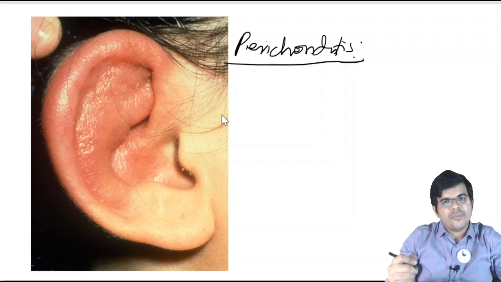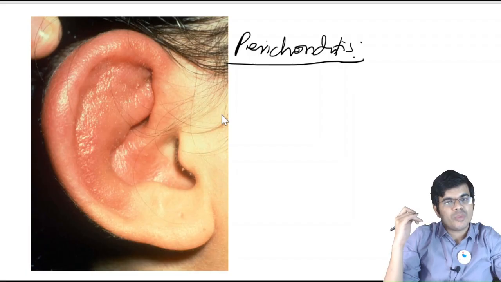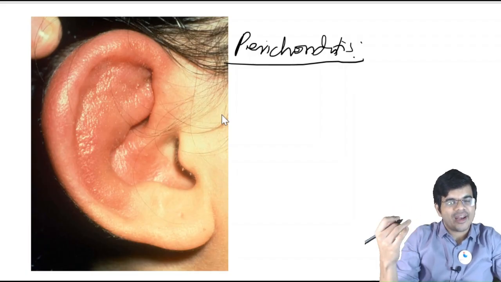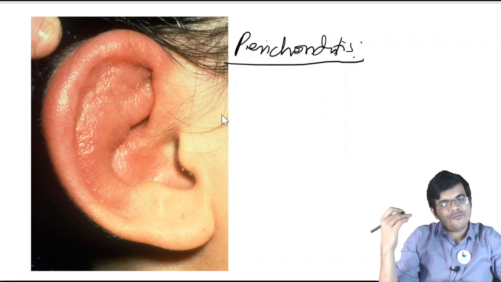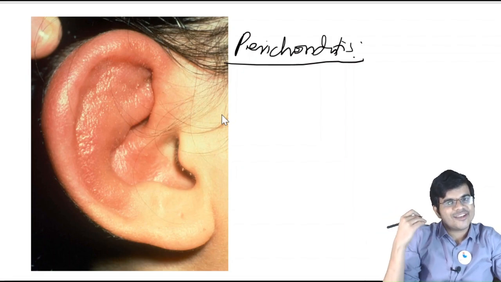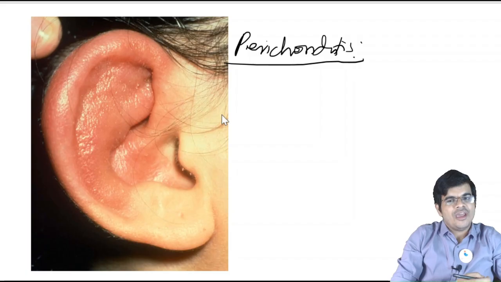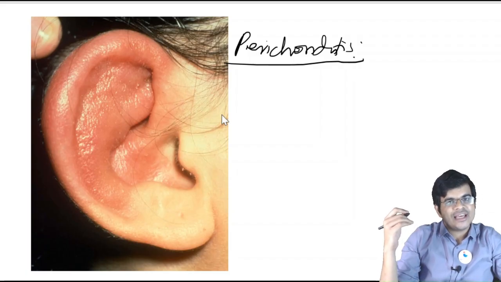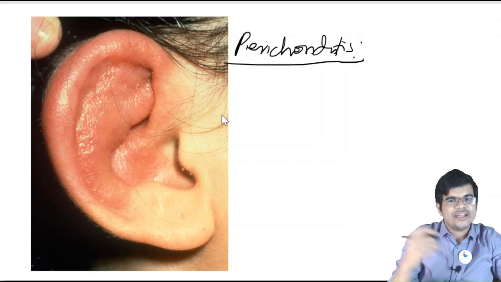Now in pinna perichondritis, what is the treatment? How will you treat the patient? I already told you it is caused by Pseudomonas and it is caused by trauma to the pinna. It can be trauma due to some road traffic accident or a self-inflicted trauma due to piercing of the pinna. Whatever the reason, if the patient comes with pinna perichondritis, he needs admission and intravenous antibiotics which are directed against Pseudomonas.